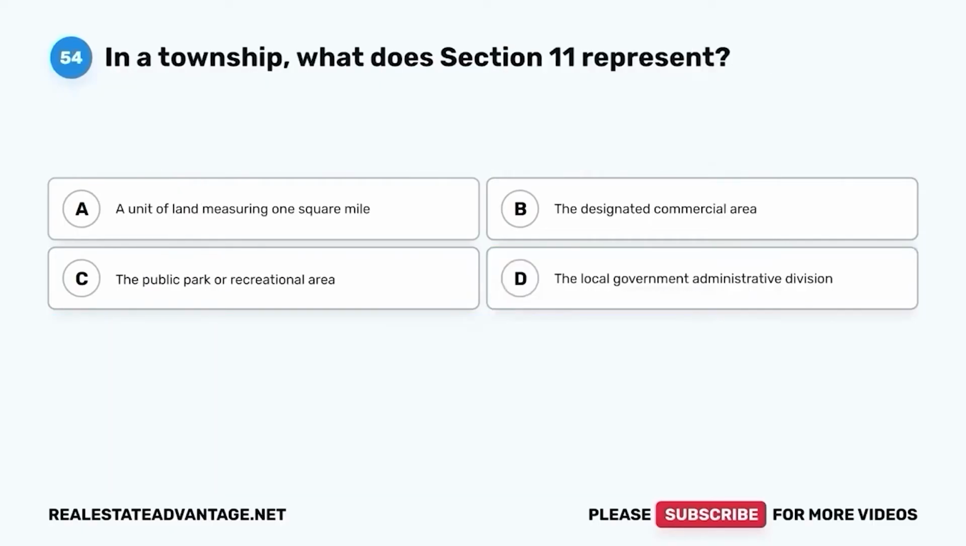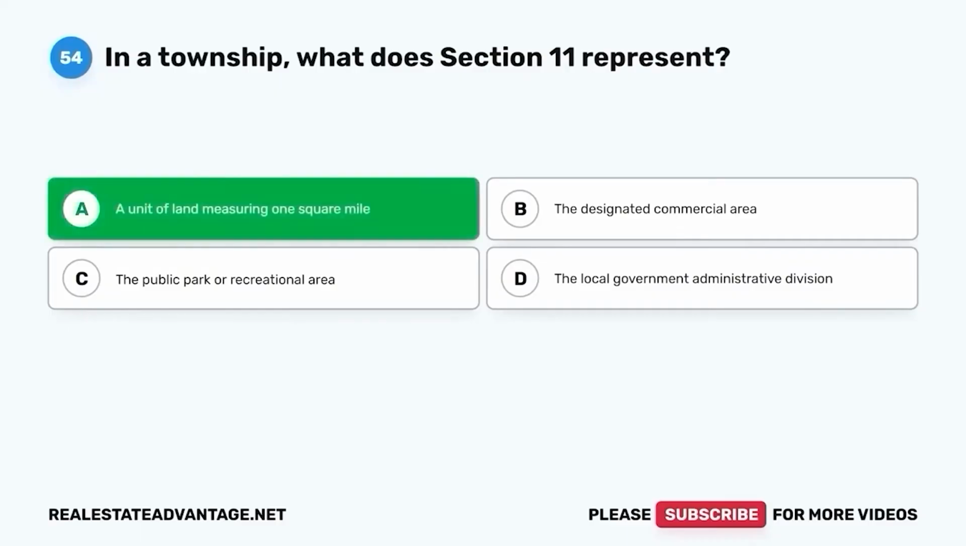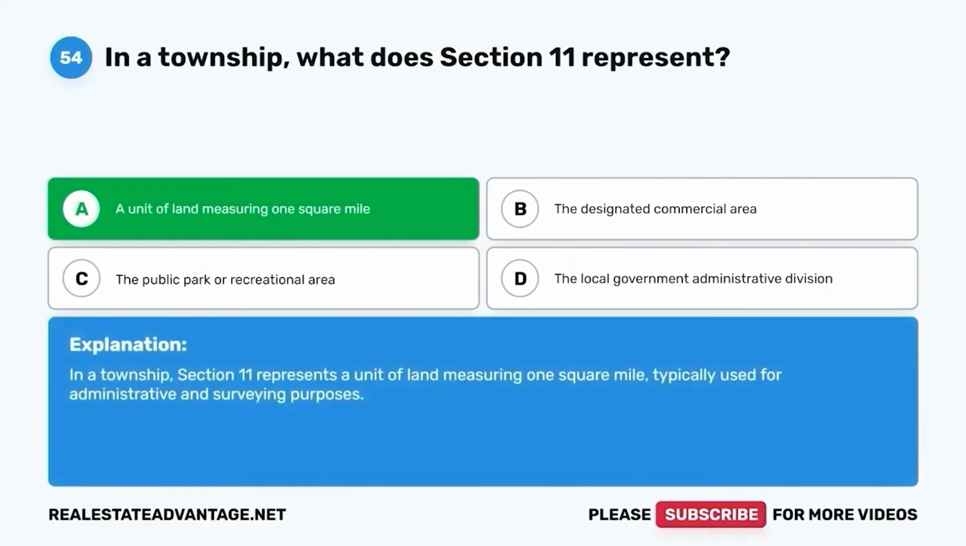Question 54. In a township, what does Section 11 represent? A. A unit of land measuring 1 square mile. B. the designated commercial area. C. the public park or recreational area. D. the local government administrative division. The correct answer is A, a unit of land measuring 1 square mile. In a township, Section 11 represents a unit of land measuring 1 square mile, typically used for administrative and surveying purposes.